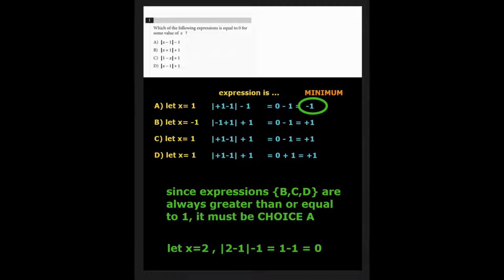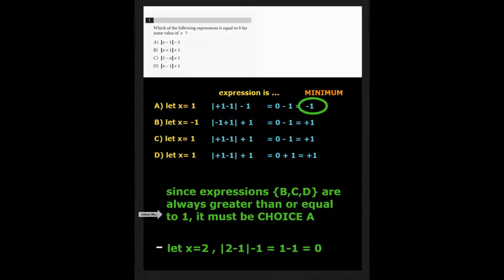But after the absolute value, there's either a -1 or +1 in the formulas that follow. And so only A has a value that's less than 1. For B, C, and D, since we're adding 1 after the absolute value, as we can see here, here, and here, since the minimum that this can be is 0, all of these will be greater than or equal to 1. That's the minimum that they can be. So it must be choice A.